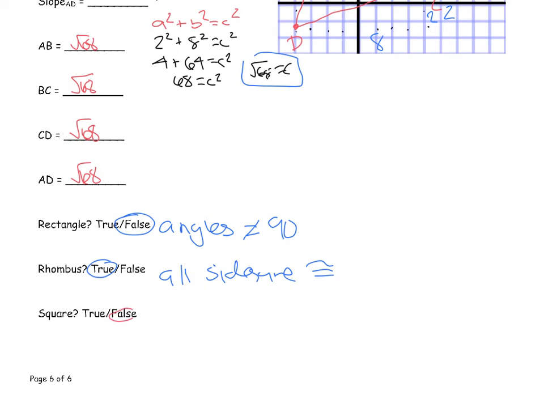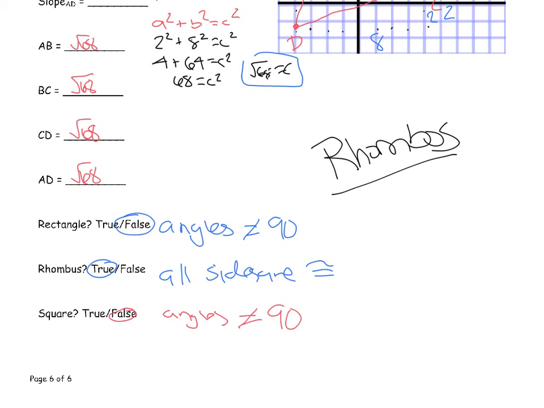Can it be a square? It cannot be a square because, again, in a square, angles have to be 90 degrees, and in this case, we do not. So, this shape is, in fact, not just a parallelogram. More specifically, it is a rhombus. All right.